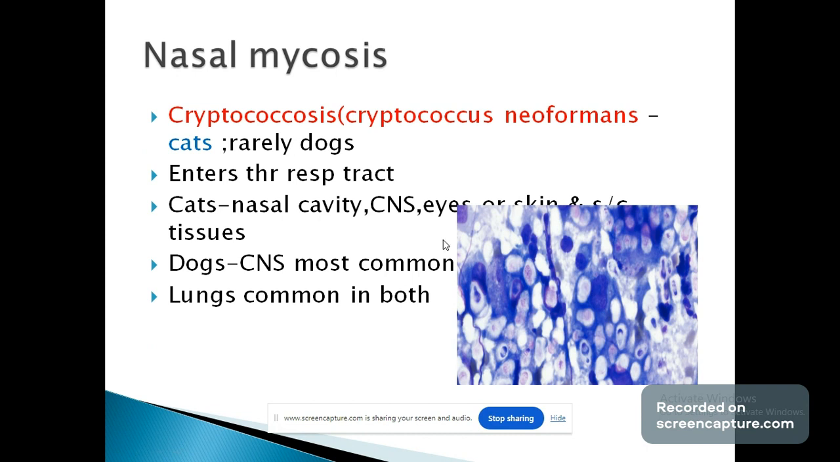This organism has a thick white capsule. So if you see on cytology, this is the organism. You can see the thick capsule. This is the organism.